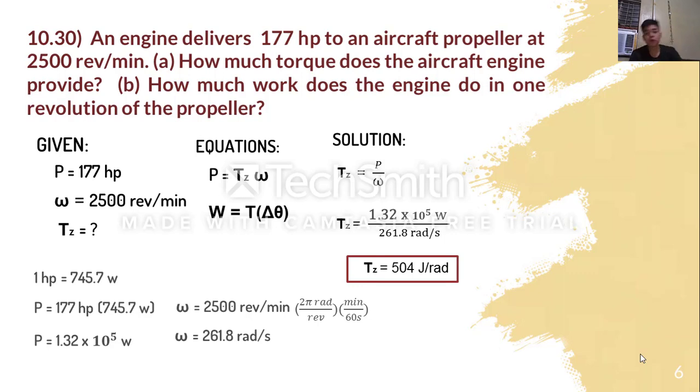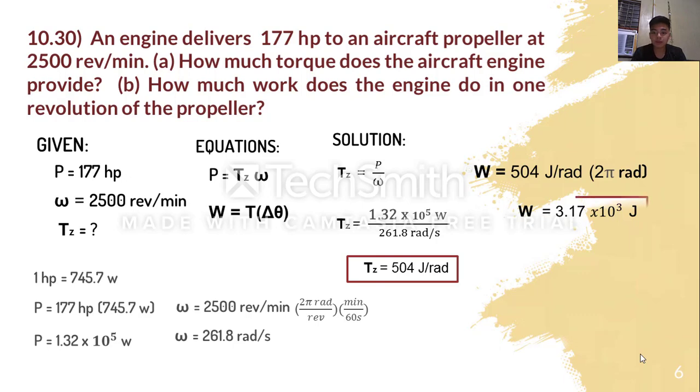Now we need to look for the work the engine does in 1 revolution. So 1 revolution is equal to 2 pi rad, and in solving this kind of problem, it needs to be in radians. So 500 joules per rad times 2 pi rad. Our work then will be equal to 3.17 times 10 to the third power joules. That is now our work.